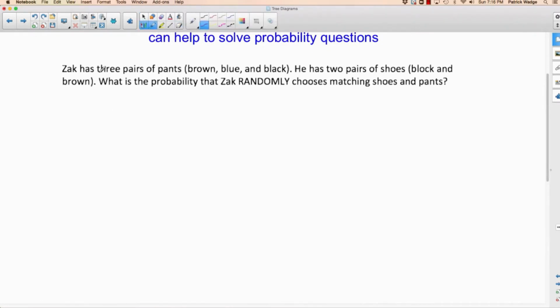So here's a question. Zach has 3 pairs of pants. Brown pants, blue pants, and black pants. And he has 2 pairs of shoes. That should say black. So black shoes and brown shoes. And I want to know what's the probability that Zach randomly chooses matching shoes and pants.